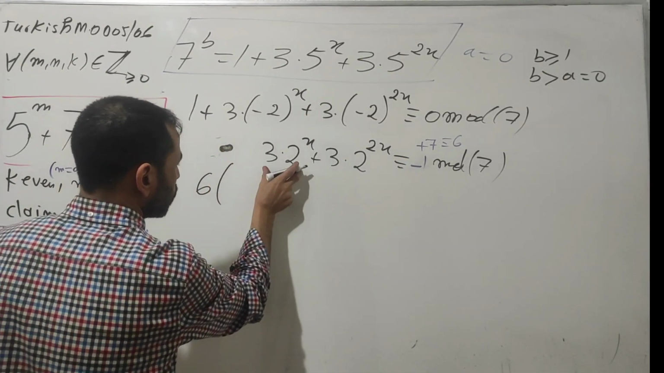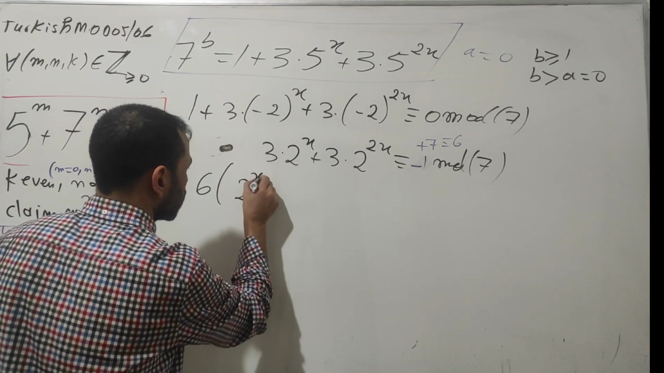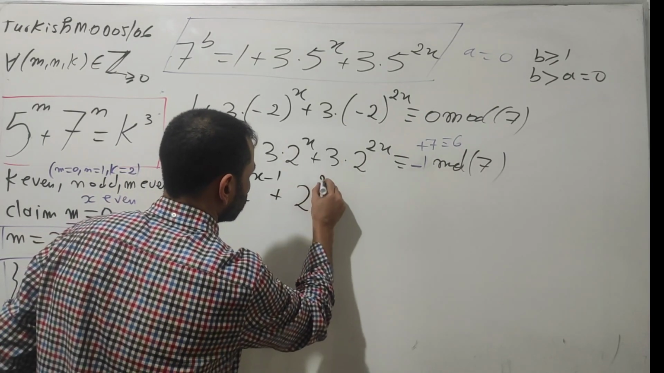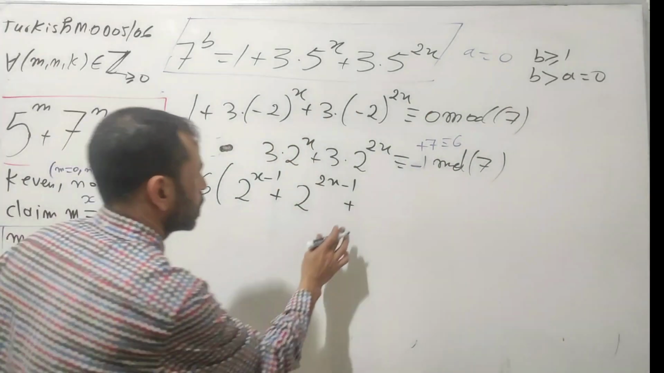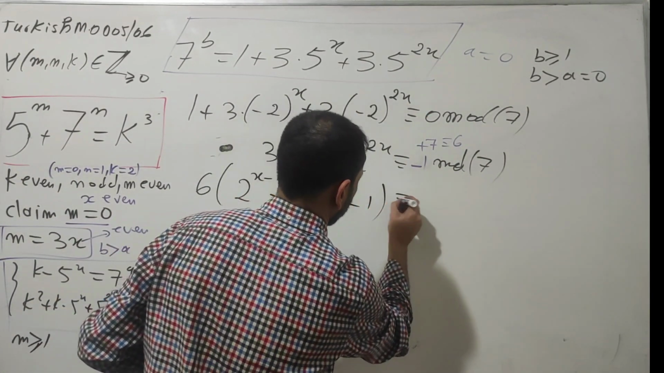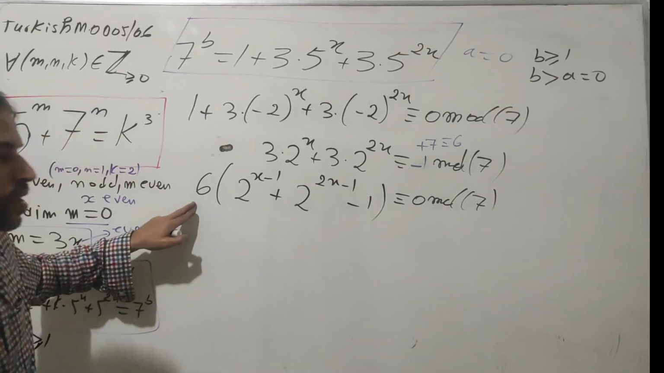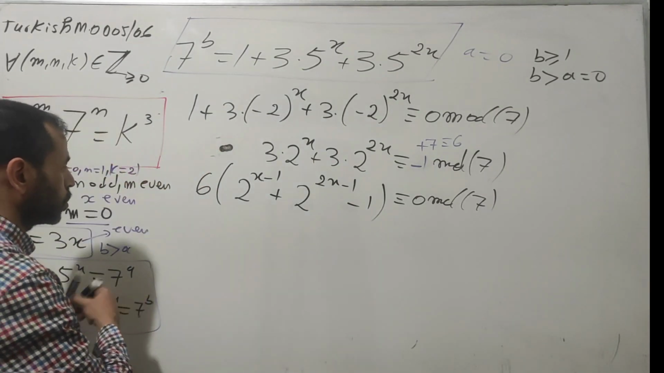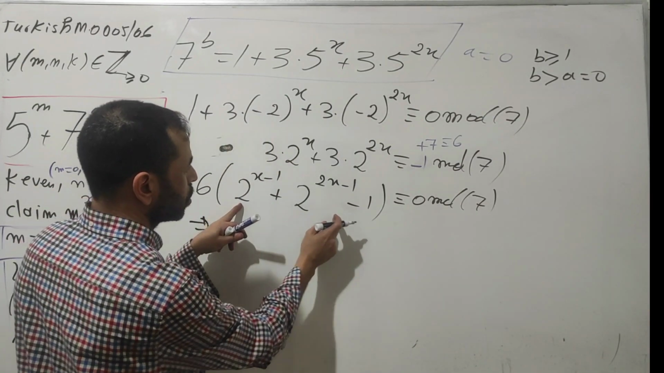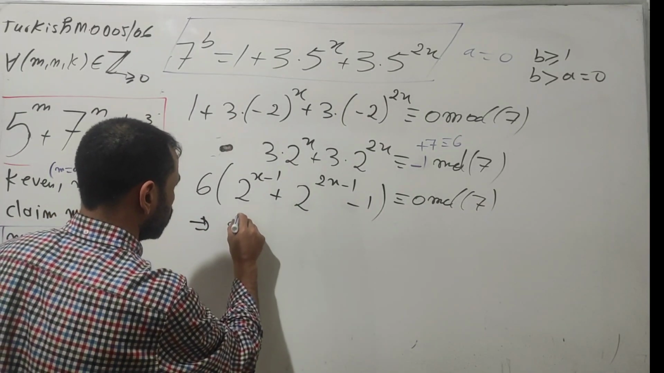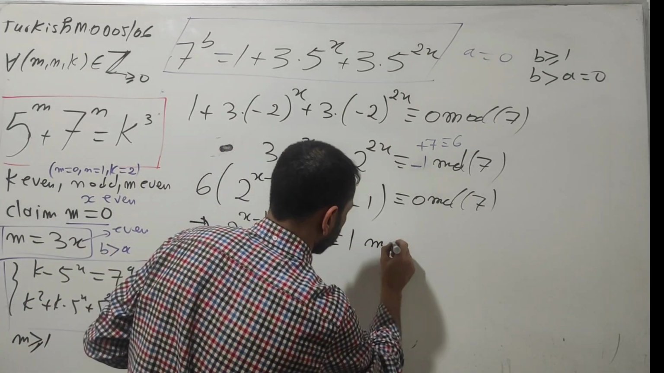This one I'm going to extract number 2, multiplied by 3, which is 6. I get 6 times 2 to the x minus 1 plus 2 to the 2x minus 1. This number 6, after you move it to the right, was minus 1, is congruent to 0 mod 7, okay? Since 7 does not divide 6, which means 7 divides this one. In other words, all of these terms are congruent to 0 mod 7. In other words, these two terms are congruent to 1 mod 7, which means 2 to the x minus 1 plus 2 to the 2x minus 1 is congruent to 1 mod 7.